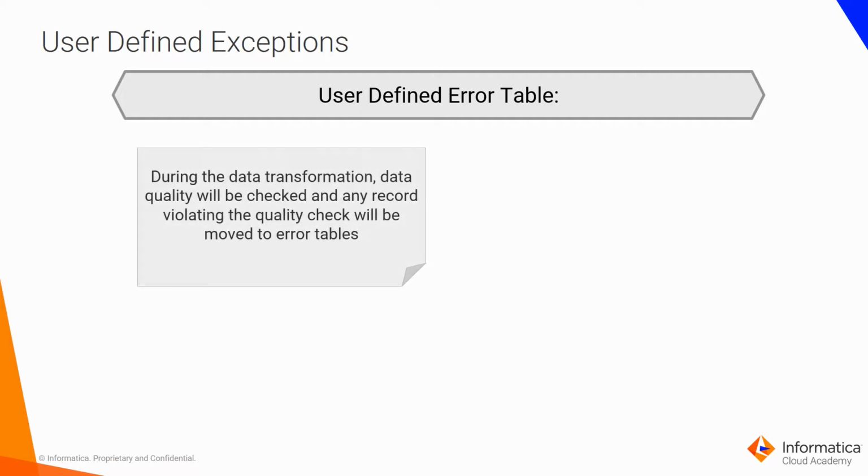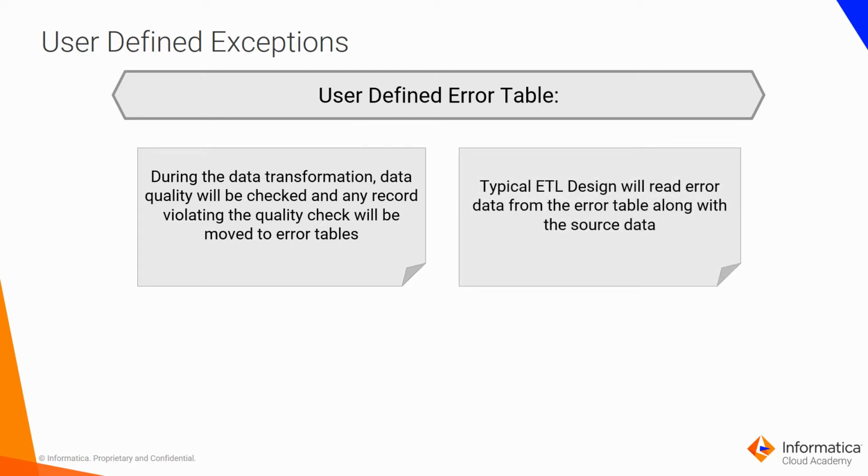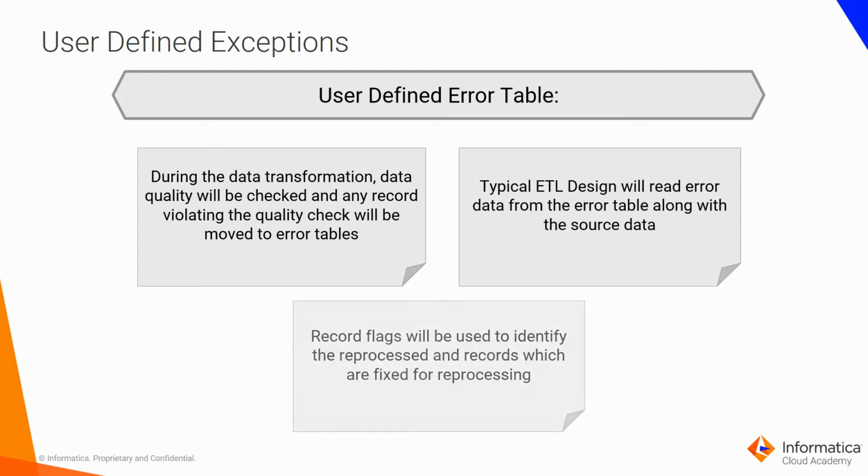You can configure your session properties so that during data transformation, data quality will be checked and every record violating the quality check will be moved to error tables. Typical ETL design will read error data from the error table along with the source data. Record flags will be used to identify the reprocessed records and the records which are identified for reprocessing.